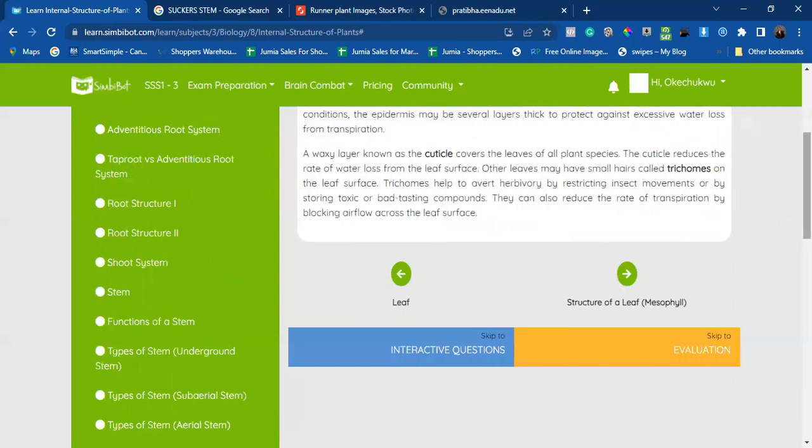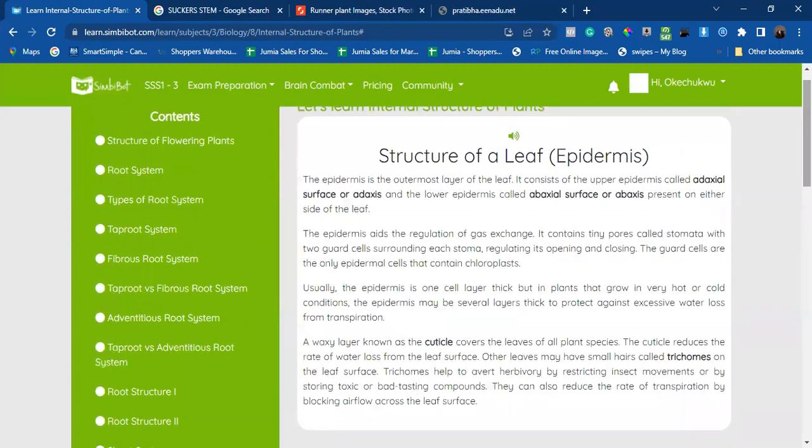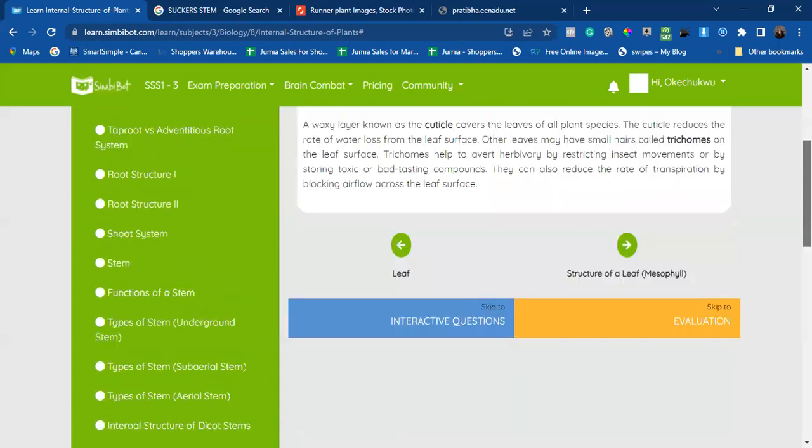Okay. Now, the structure of a leaf. The structures of leaves.